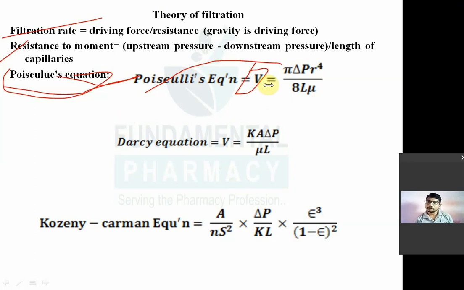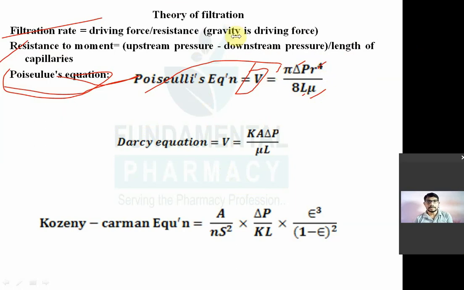So according to Poiseuille's equation, the velocity of filtration or rate of filtration is equal to pi into delta P into r raised to 4 divided by 8 into L into micro. V is nothing but the flow rate, that is the rate of filtration. Delta P is nothing but the pressure differential across the bed.